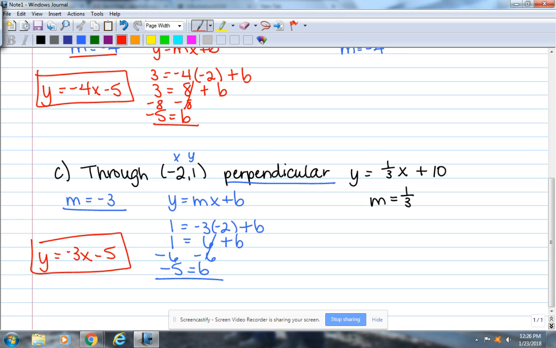So that is how you write equations of lines with a given slope and point, or how you do it for parallel and perpendicular lines as well.